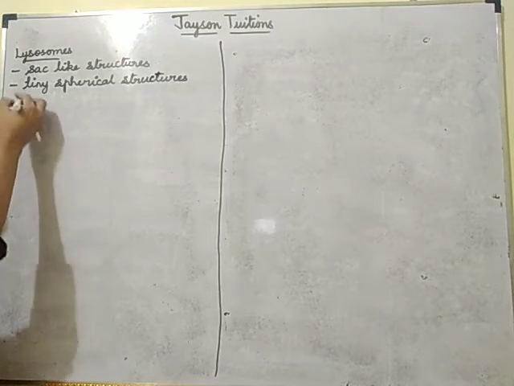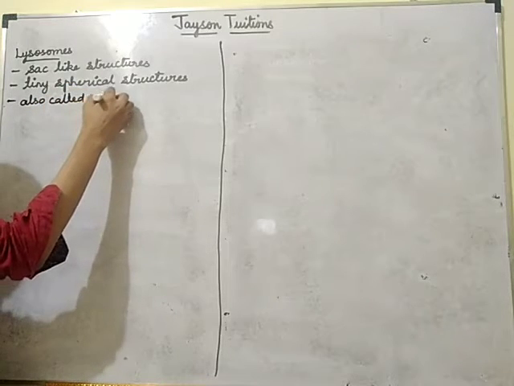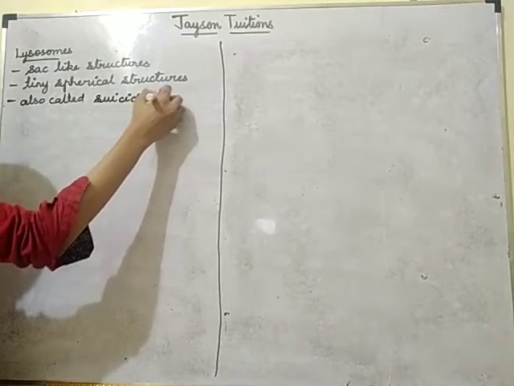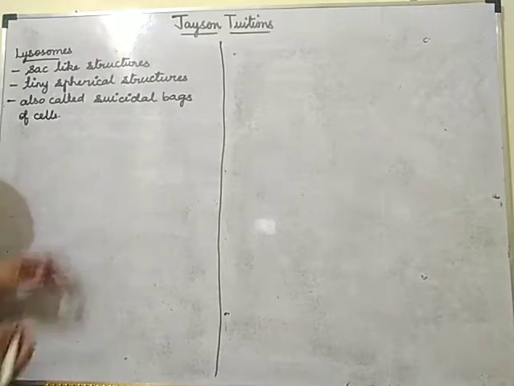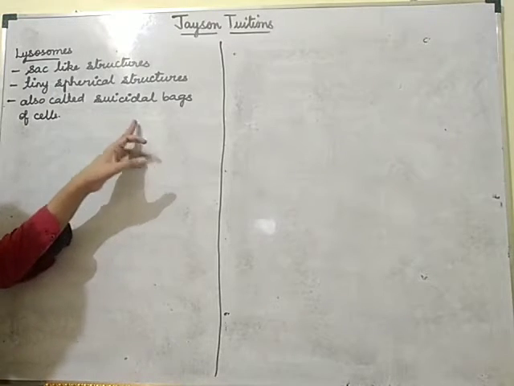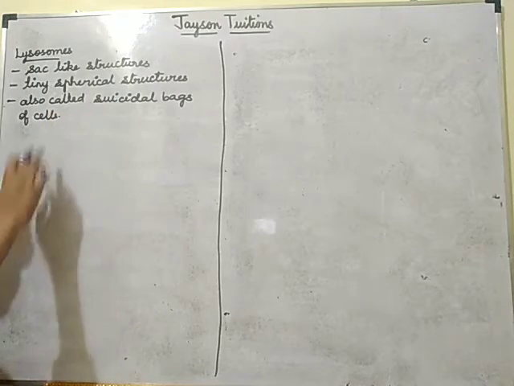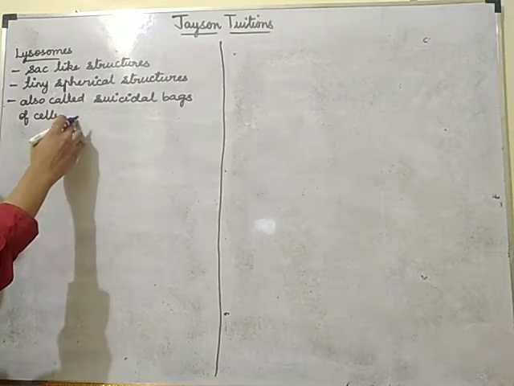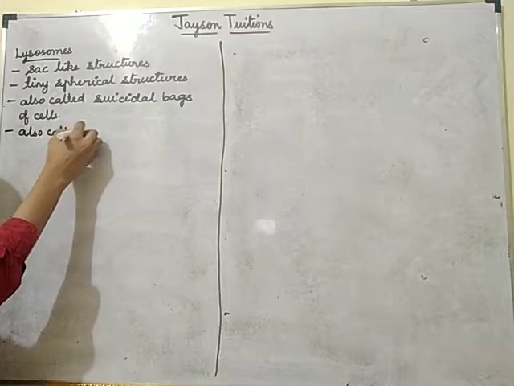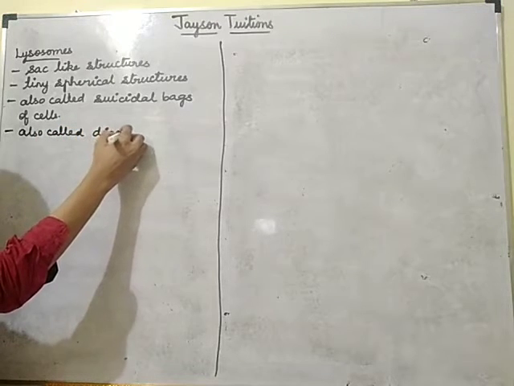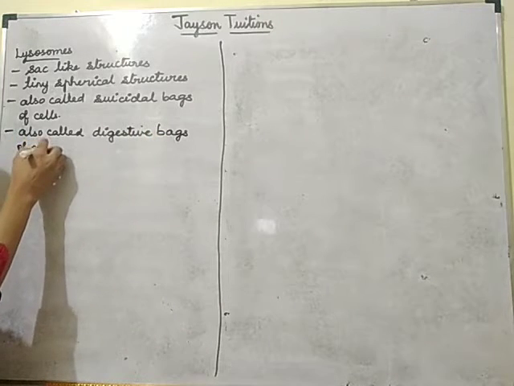These lysosomes are also called suicidal bags of the cell. Why they are called the suicidal bags of the cell, later in this lesson we will study. And they are also called digestive bags of the cell.